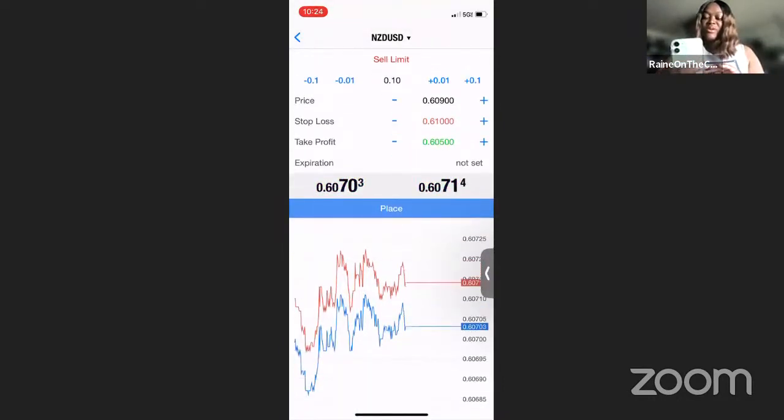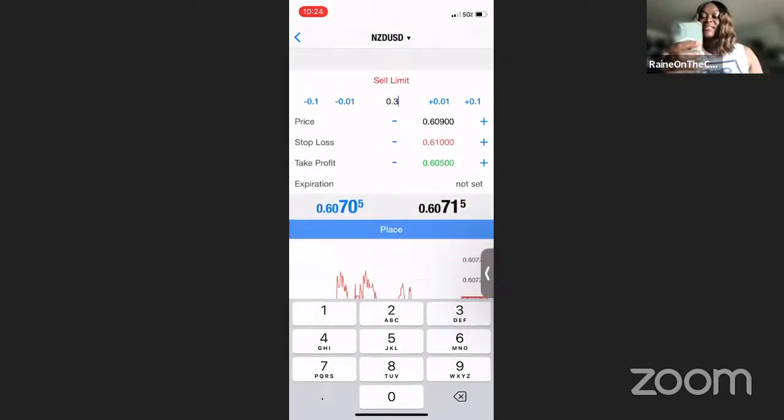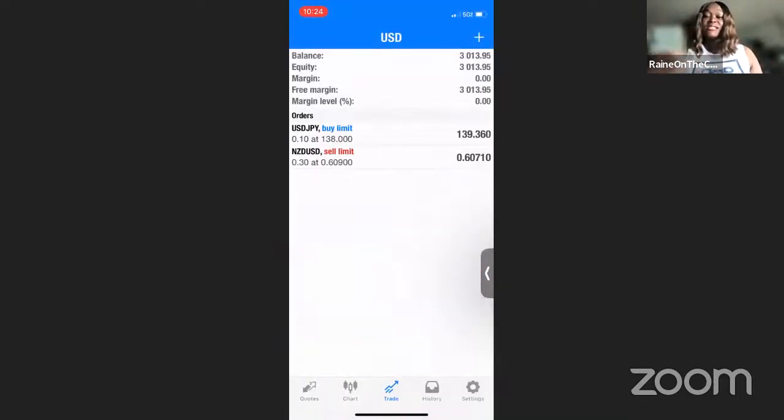We want to make sure we have the right lot size. The lot size, remember, we had done a partial close. So let's go ahead and do 0.3. And then we're going to hit place. And so that's how you do a buy limit and a sell limit.